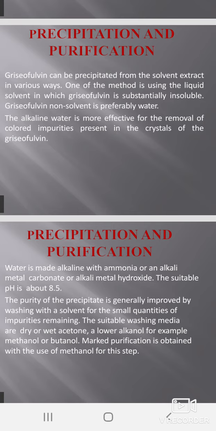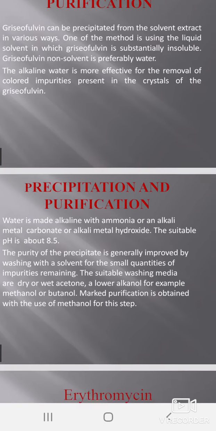The purity of the precipitate is generally improved by washing with a solvent for the small quantities of impurities remaining. The suitable washing media are dry or wet acetone, or a lower alcohol, for example methanol or butanol. Best purification is obtained with the use of methanol for this step.